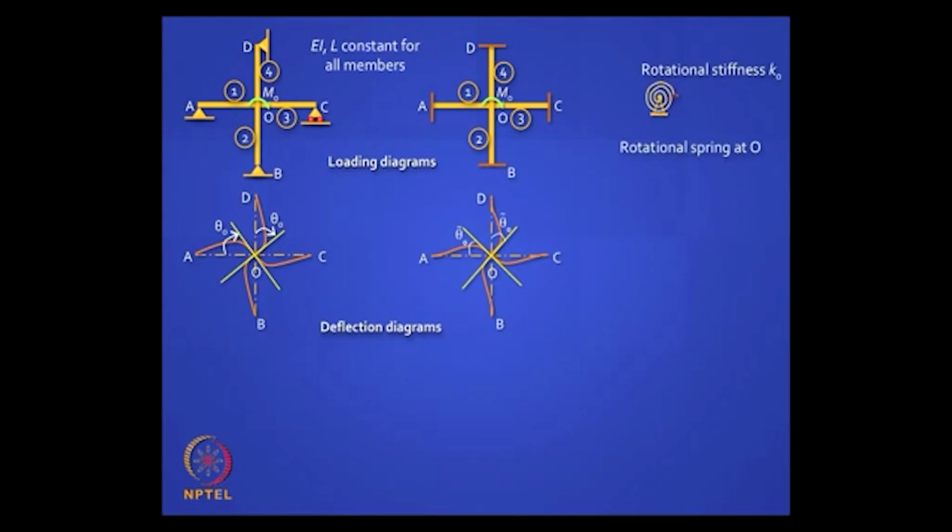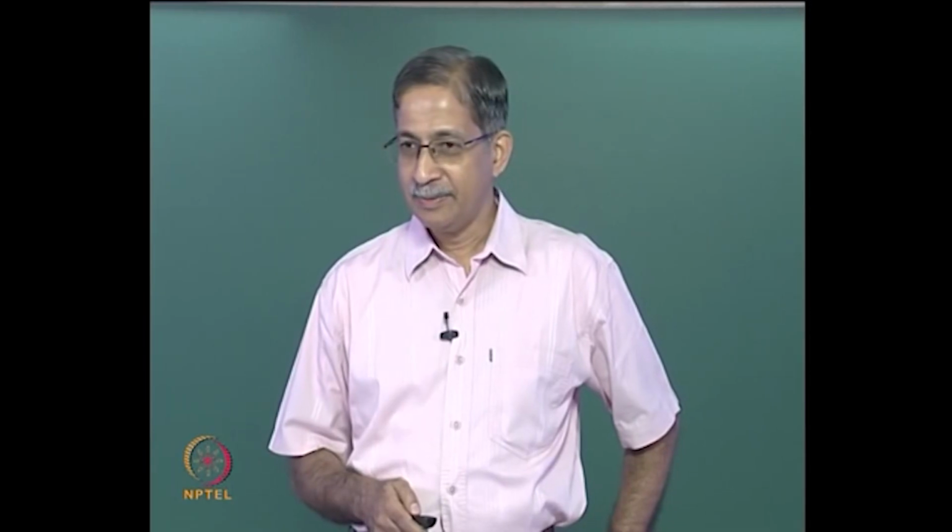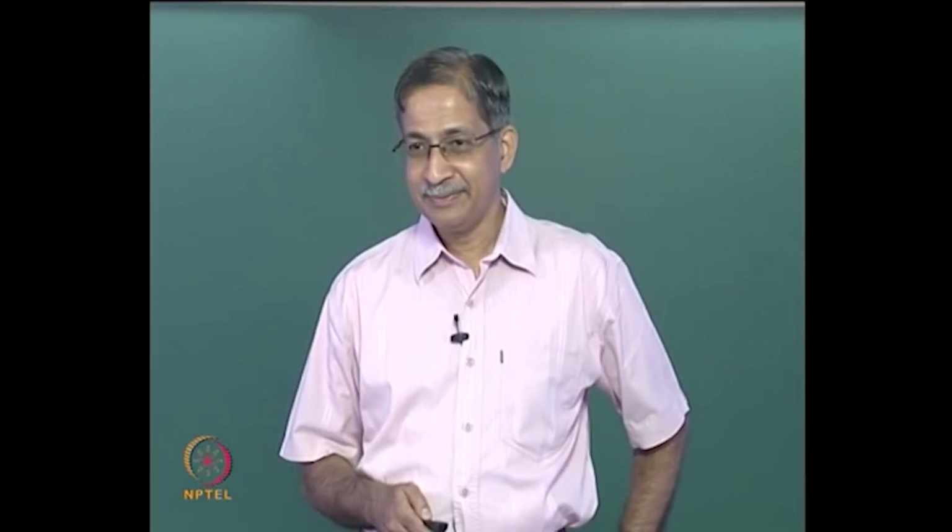Easy. So you can look at it as though it is a spring and the spring stiffness is K naught. What is the value of K naught in the first case and what is the value of K naught in the second case? What is the K naught in the first case? K naught is infinity. In 3EI/L, that is for one beam. You have 4 of them. Divide by 4 or multiply by 4.